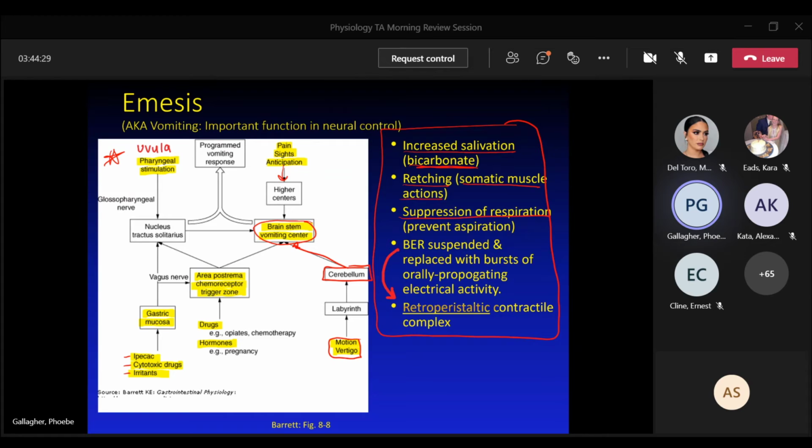Suppression of respiration, so when you're throwing up, you're not actively breathing, which is a good thing because you don't want to breathe in what's coming out and lead to aspiration. And then lastly, you will stop the BER, so your normal movements of your intestines that stimulate the movement of food down the intestines will be stopped in preference for a different electrical activity that he doesn't go into, that are going to lead to the retroperistaltic contractile complex. He used this word, he underlined it, so make sure you know that retroperistaltic, it's literally what the name suggests, is to move food upwards and out. So know that vocab word, I guess.